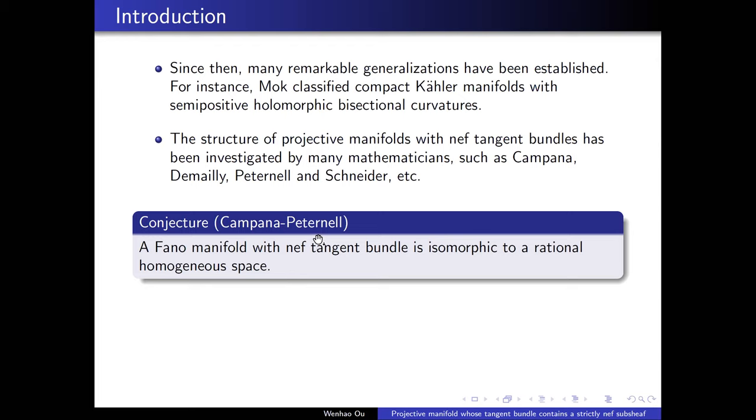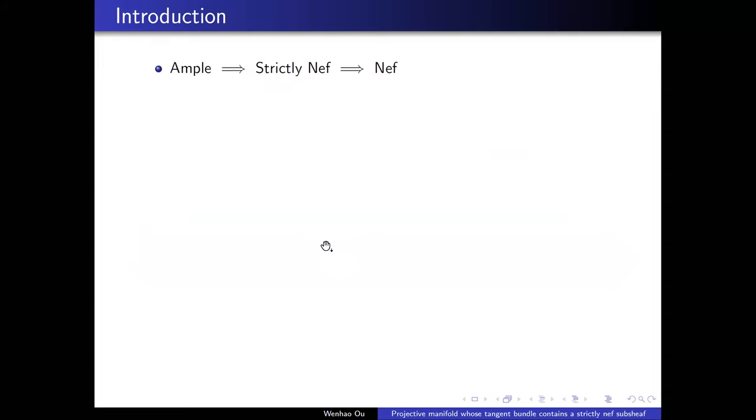Then one might ask: if we impose some weaker positivity condition than strict positivity, but still stronger than semi-positivity, which excludes the trivial bundle case, can we have some stronger constraint on the classification? In particular, we are interested in this strictly nef positivity condition.